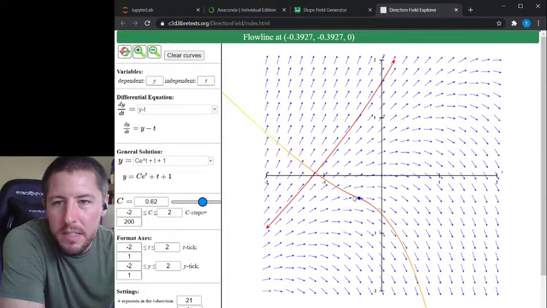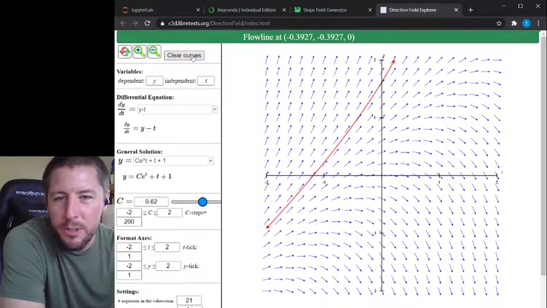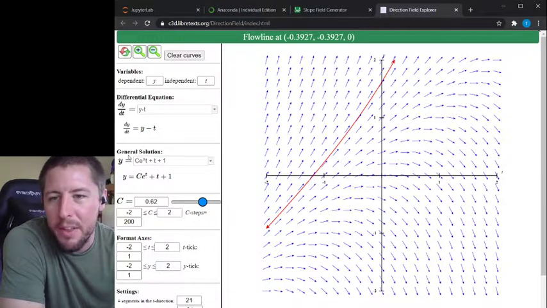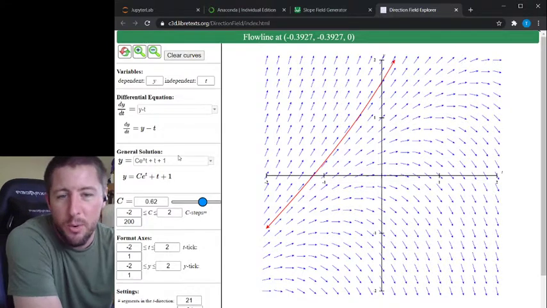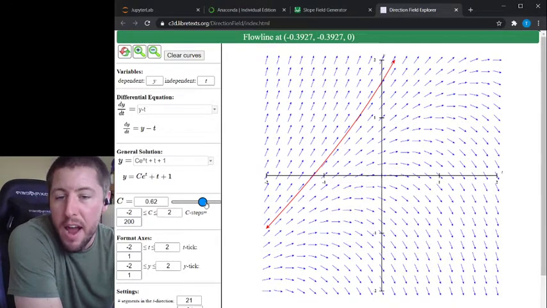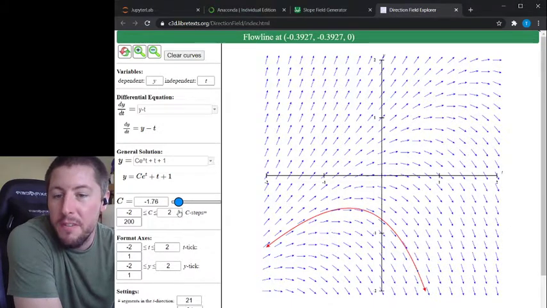Wait a minute, what is this line? That's strange. Okay. I don't quite know what it was graphing. But the bottom line is now that I've typed in the general solution that's actually going to work out for us here, now I can drag this slider bar around and see what the different coefficients of c on that exponential term are going to do for us.